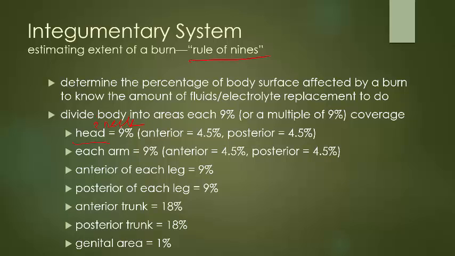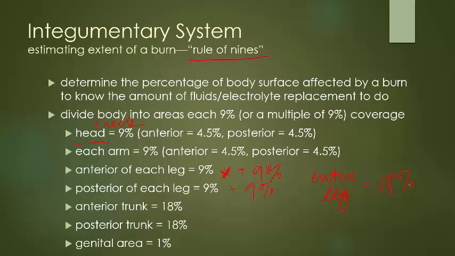Each of the arms is about 9% of the body. So once again, anterior would be 4.5%, posterior 4.5% too. The anterior surface of each leg is 9%, posterior is 9%, and then of course your other leg would be 9%. Or if you wanted to say an entire leg, think about it for a minute, turn off the video if you have to. Okay, if you're back with me now, an entire leg would be 18%. You just add together the anterior of the leg and the posterior of the leg.